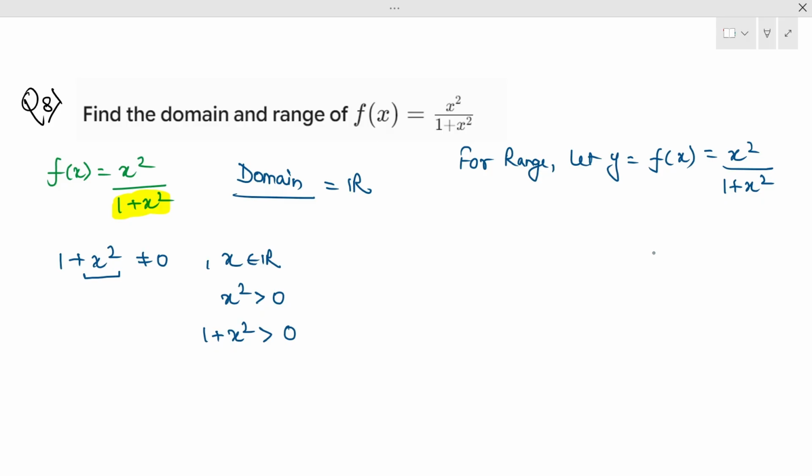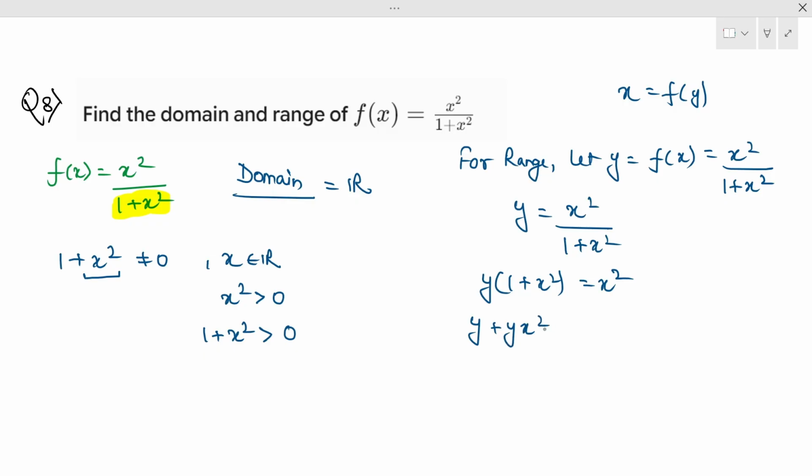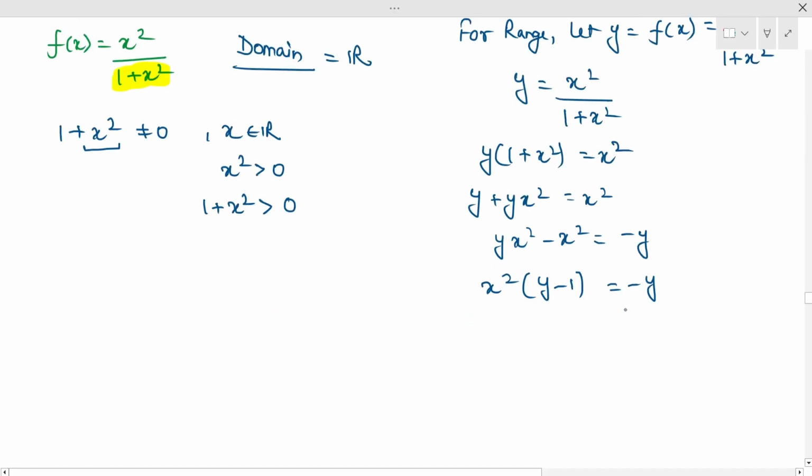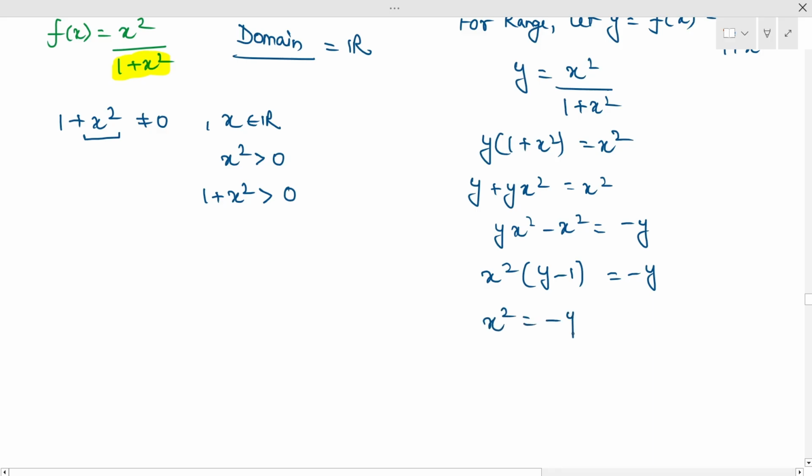right? Now you can think of x as a function of y. So for that, your y is this, if we cross multiply, we get y into 1 plus x square equals x square. We can open the brackets and I can transpose the x square to the LHS, right? So finally we can see x square is minus y upon y minus 1. This is the x square.